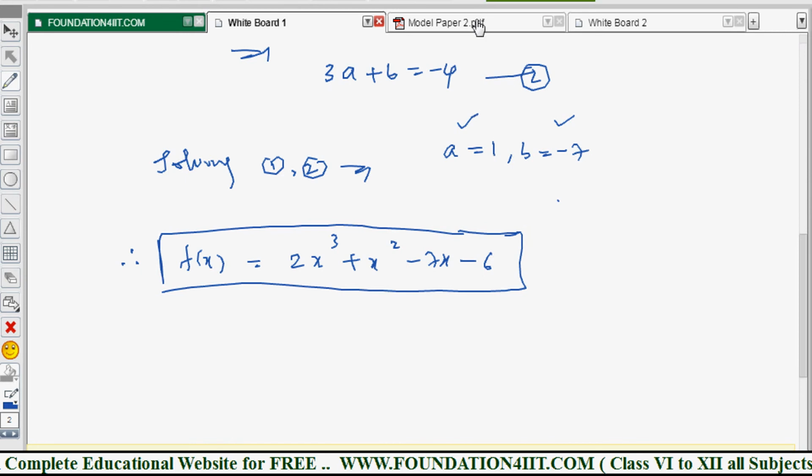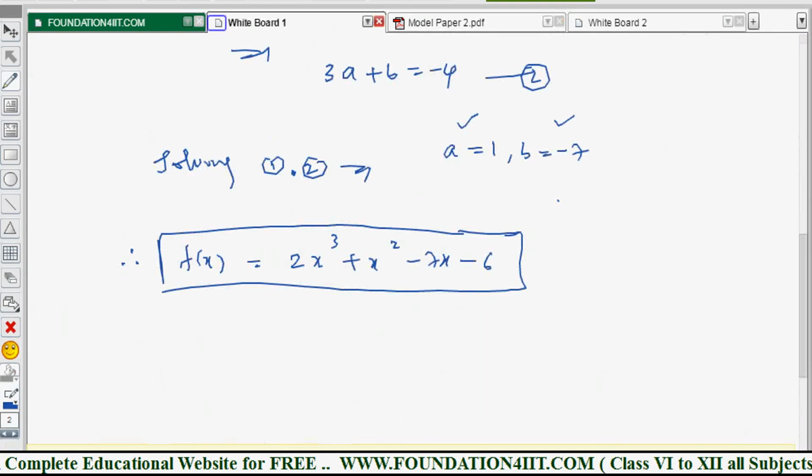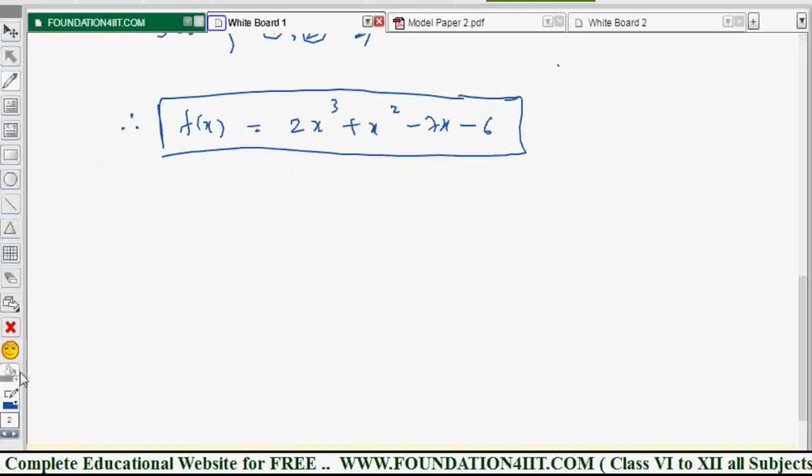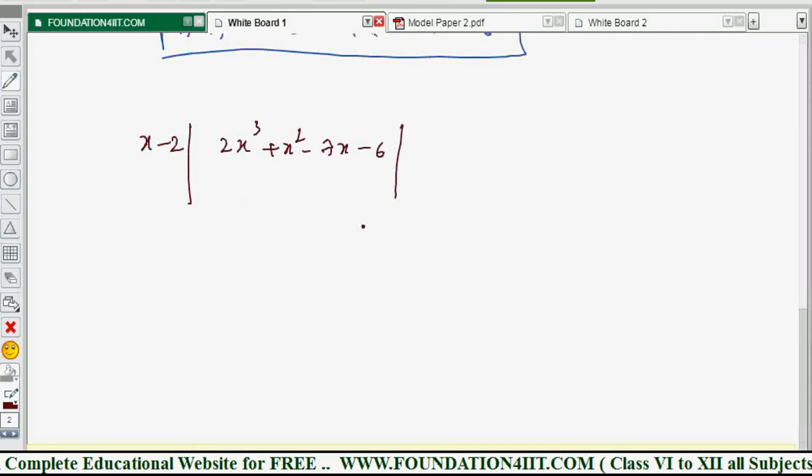Now according to the question, we need to find the a and b values and factorize this equation after substituting a and b. Here x minus 2 is a factor, so let's take this factor and find the other factors. We can do the division method. Dividing 2x cube plus x square minus 7x minus 6 by x minus 2, what is the quotient you get?